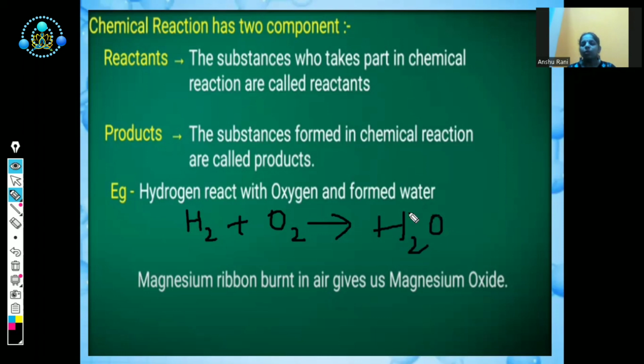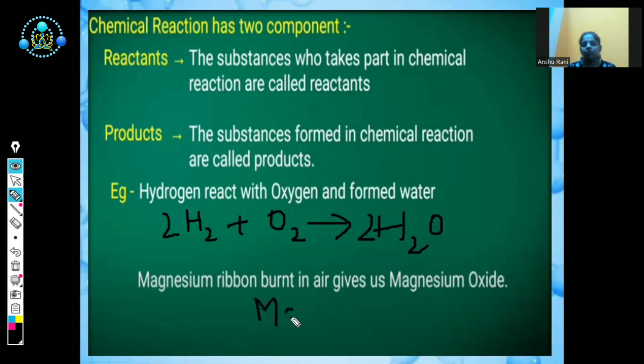If we write in the form of words only, like hydrogen plus oxygen to form water in English letters, then it is called word equation. This equation, which is not having equal number of atoms on both sides, is called unbalanced equation. This equation needs to be balanced so that it can follow law of conservation of mass. So we will write here 2. We will write here 2. Then it will become a balanced equation. Unbalanced equation is also called skeletal chemical equation.